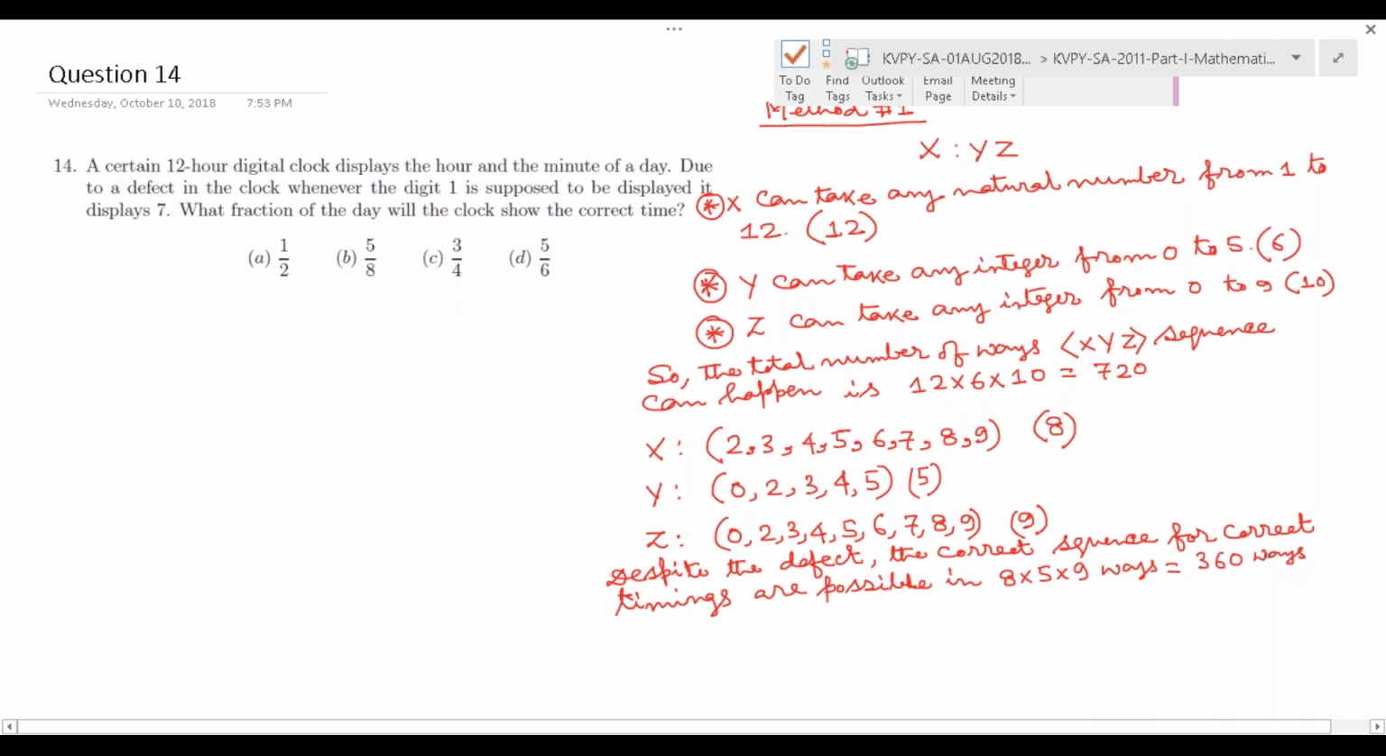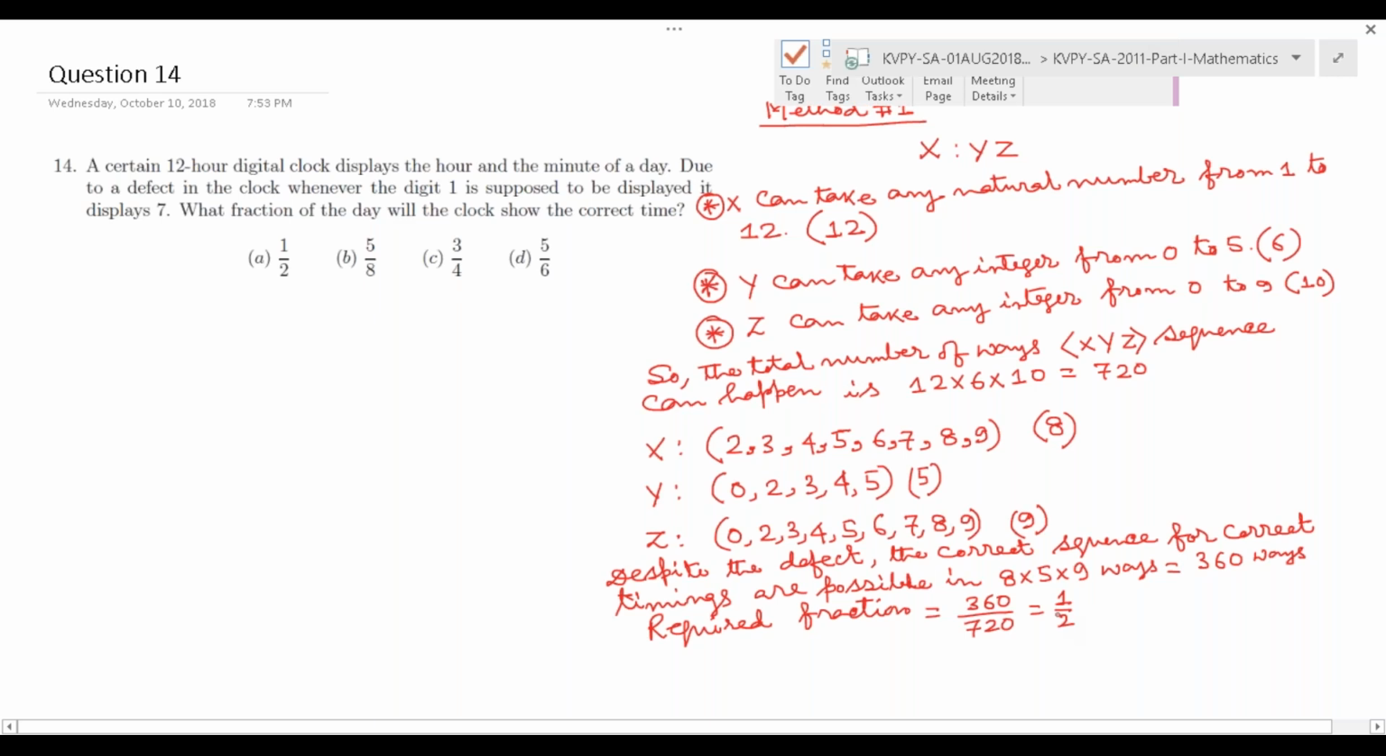Okay, sorry. So what is the required fraction then? The required fraction of the day that the clock will show the correct timing. So we get the required fraction as 360 by 720, which is equal to 1 by 2.